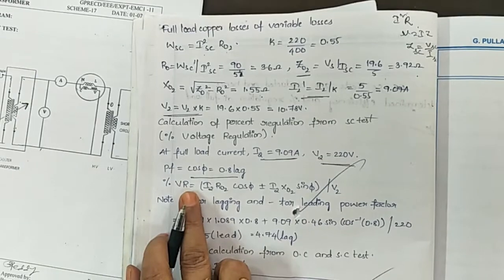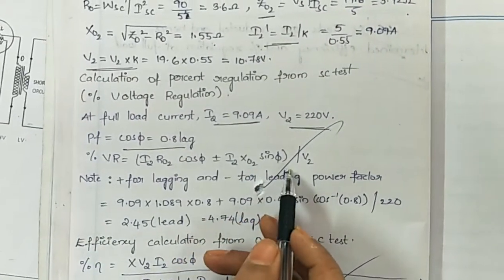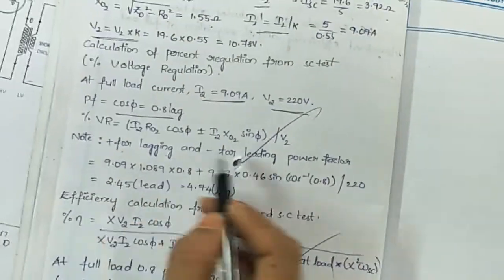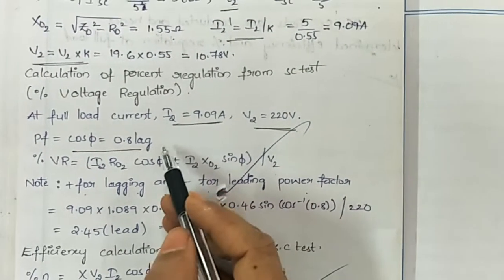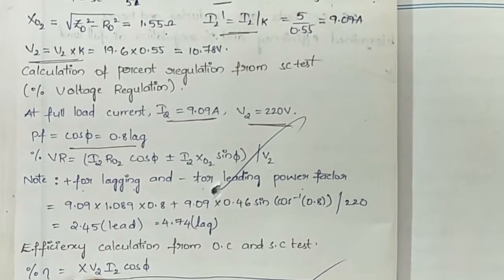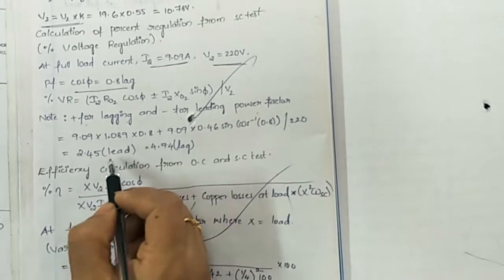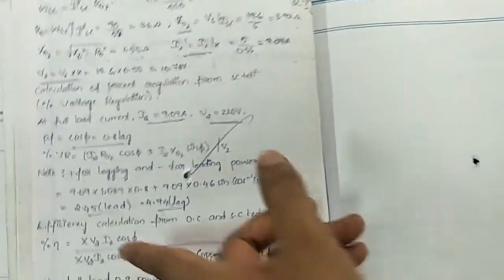So we know that the voltage regulation is I2 R02 cos psi plus or minus I2 X02 sin psi by V2. So plus is for lagging power factor, minus is for leading power factor. So consider both lagging as well as leading power factors, and calculate the voltage regulation as well as efficiency by substituting all the values obtained earlier. Right, so these are the values obtained for lagging as well as leading power factor.